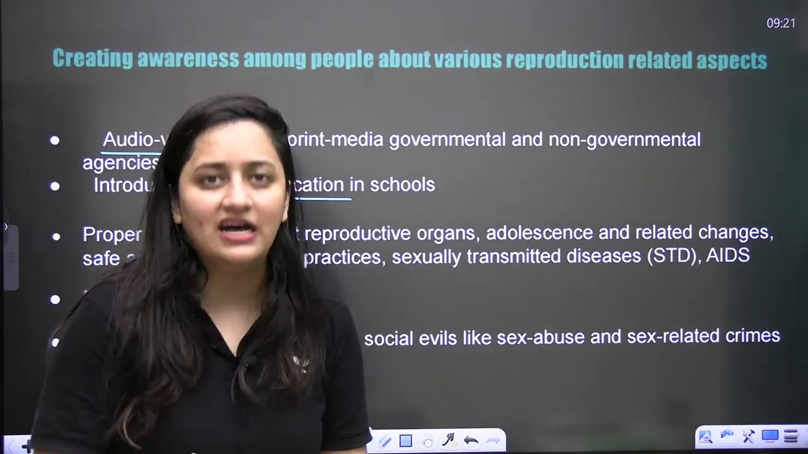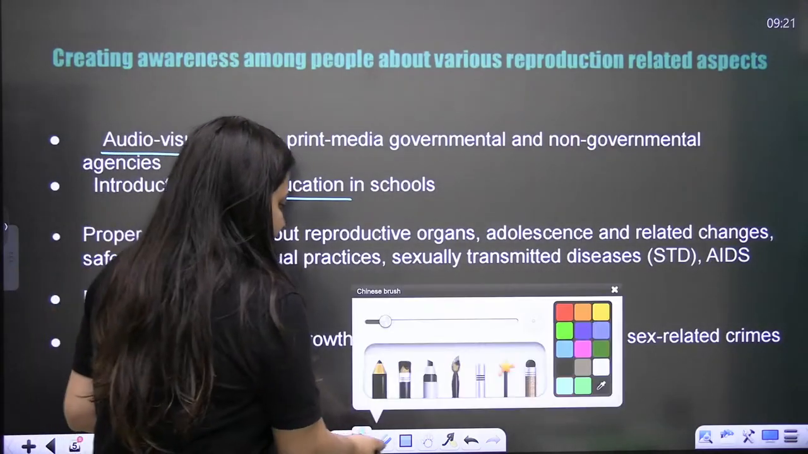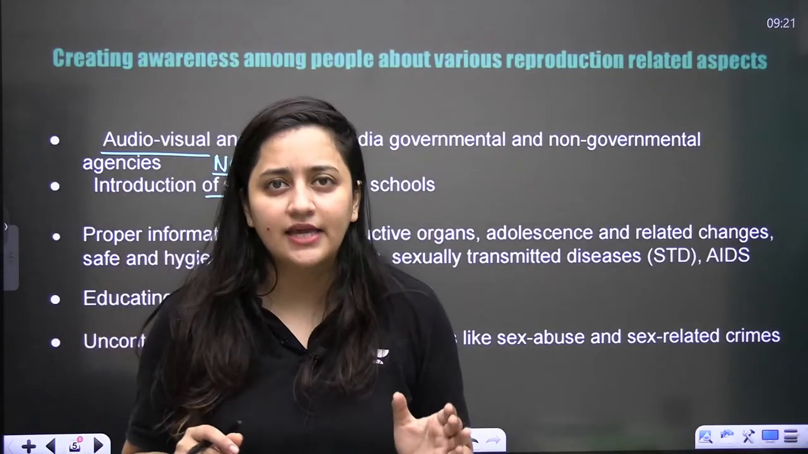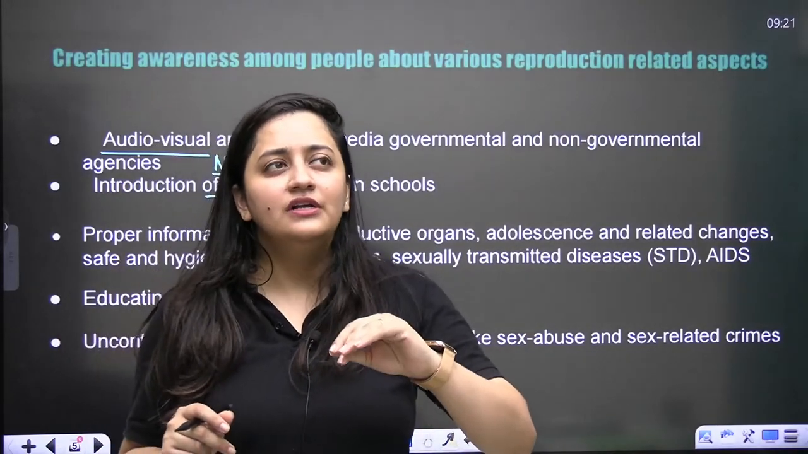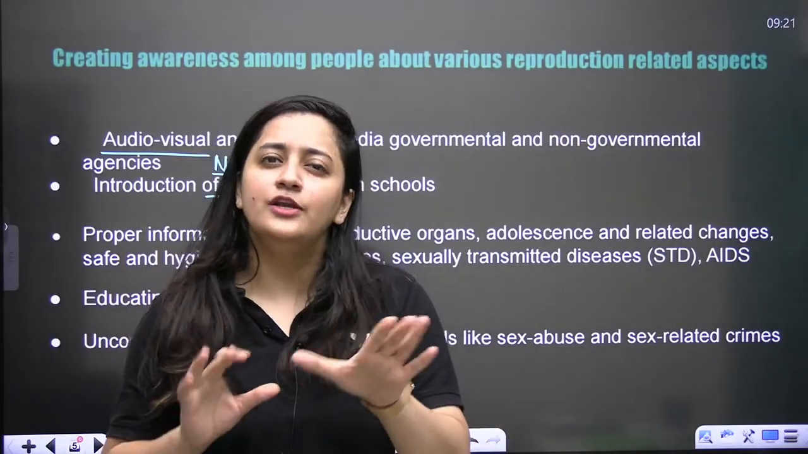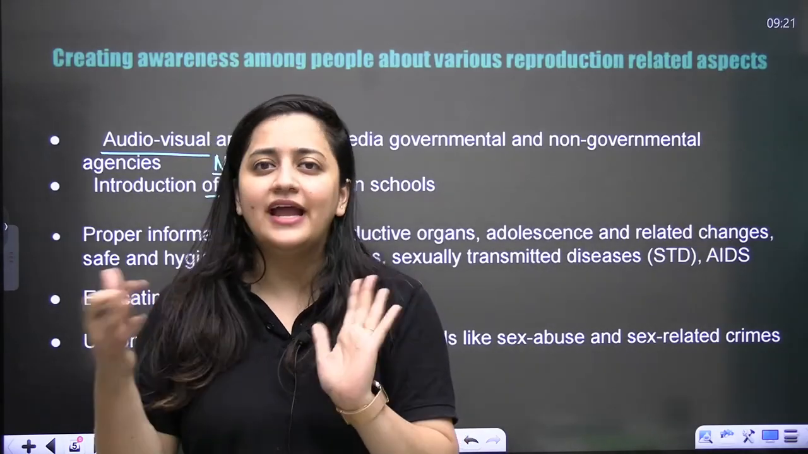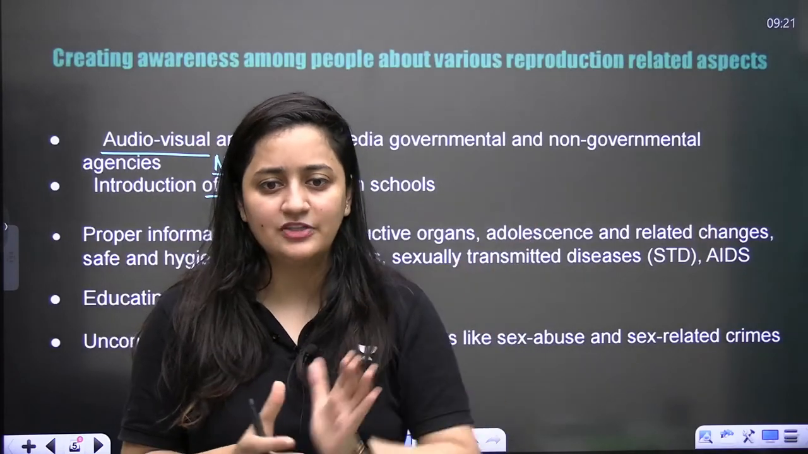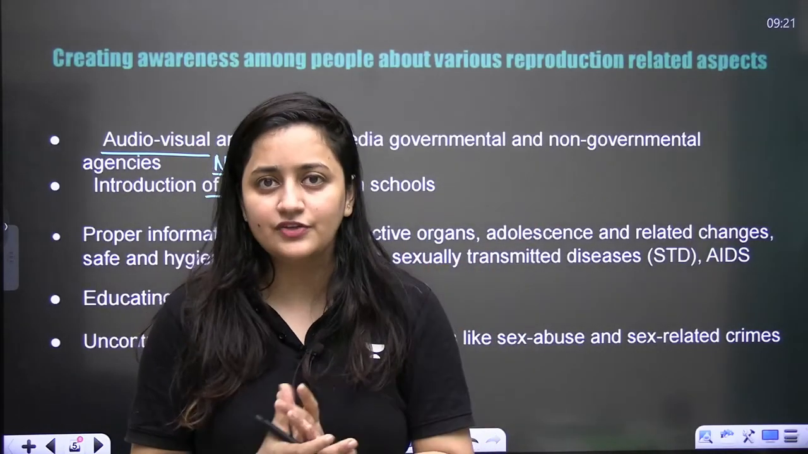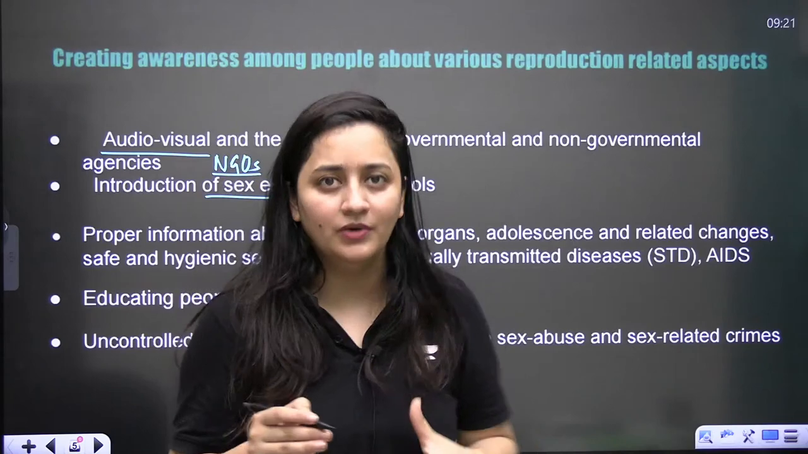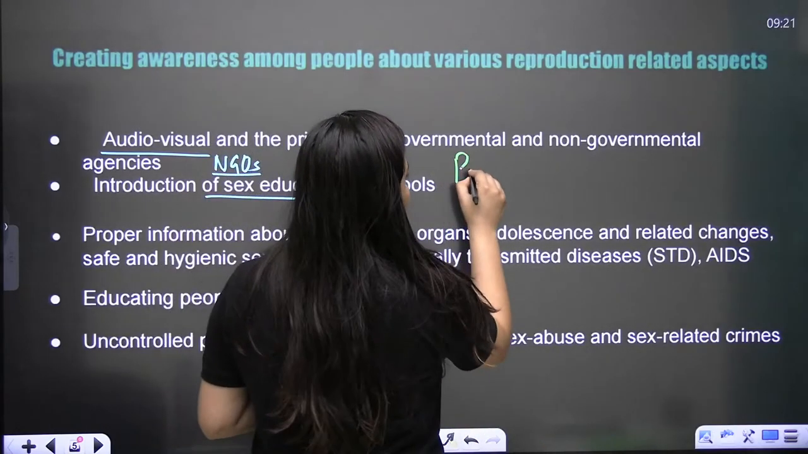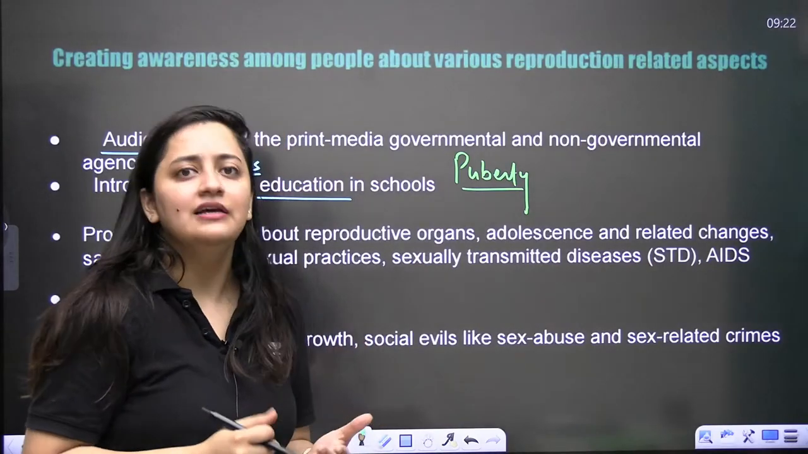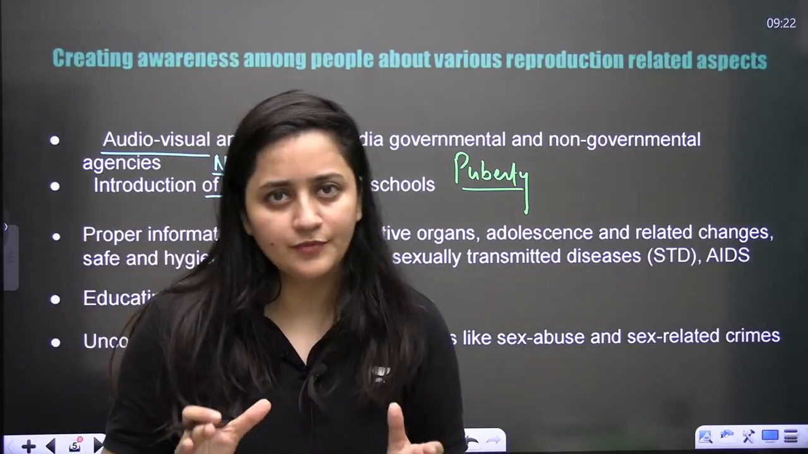So I'll tell you one more aspect here. In schools, especially in the case of girls, when they are 9 to 11 years old, obviously they start their menstrual cycle. Basically, they attain puberty. You know about puberty, right? When the reproductive organs become functional and gamete formation starts, you know that, right?